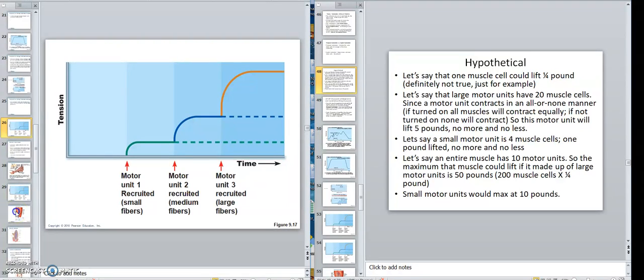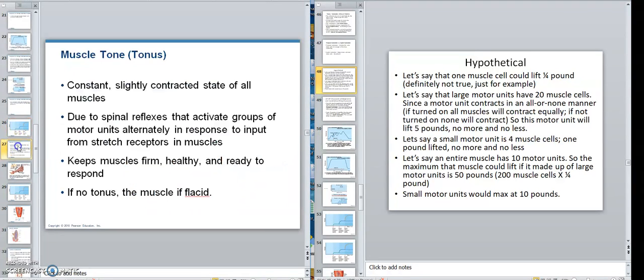All right, let's move to another topic. What we're talking about now is what we're going to call muscle tone, tonus. Now, what is tonus? Resting muscle tension. So tonus is resting muscle tension.